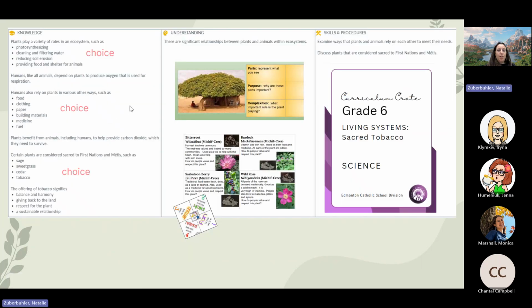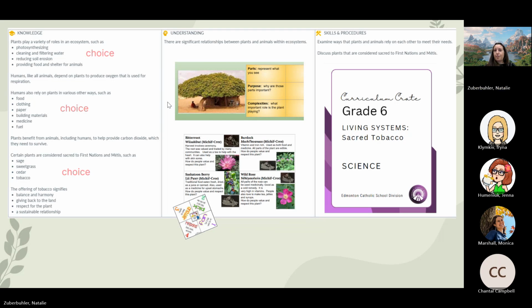Here we go, the last band of curricular outcomes for grade 6. You're going to see we have a lot of choice again. Humans rely on plants in various ways. They're going to have a lot of experience with that because that theme is represented through all the grades. Even certain plants considered sacred to First Nations and Métis, you can choose between sage, sweetgrass, cedar, and tobacco. I chose tobacco in this crate for you.